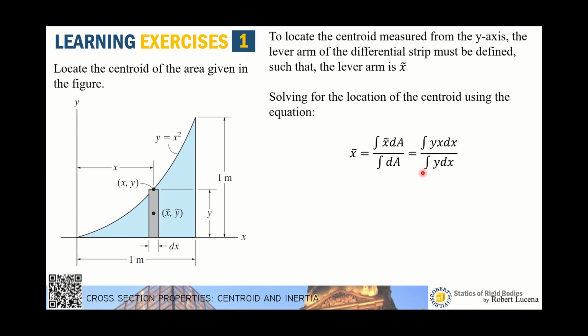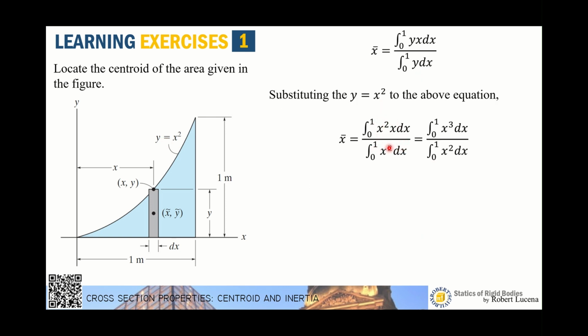Now that is divided by the area. This is the same as in the previous equation. Just make sure that you're using dx, so you have to express everything in terms of x. As long as you have y here, you have to express it in terms of x. So y is equal to x squared.